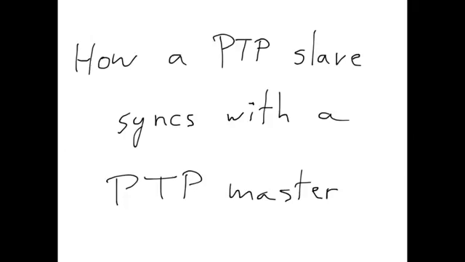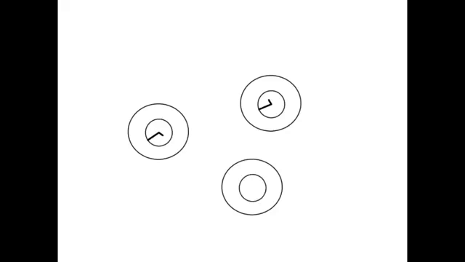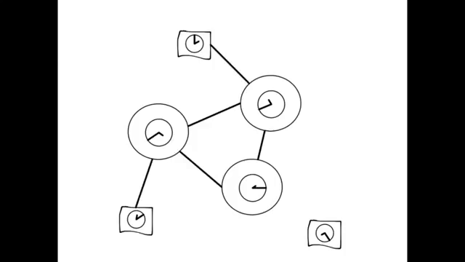In this video, I'm going to describe how a PTP slave synchronizes with a PTP master. Let's start by looking again at a concrete example. A network with boundary clocks, ordinary clocks, links, and ports. As we know, in such a network, some ports will be in the master state and others will be in the slave state.